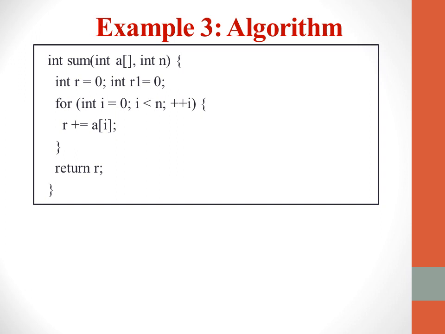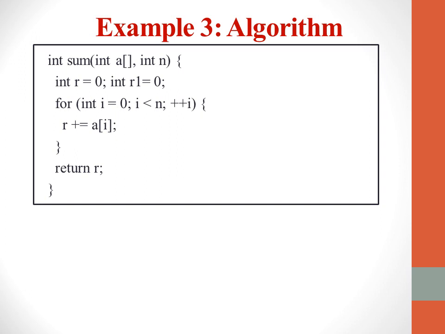We know that the memory space requirement is S(P) equals constant plus variable part. So let us calculate the constant part, that is the c value. Please verify how many variables are there. You can verify, array is there? No, array is a variable part. Then n is a variable, r is a variable, r1 is a variable, and again i is a variable. So we can calculate the c value, that is a fixed part, for 4 variables.